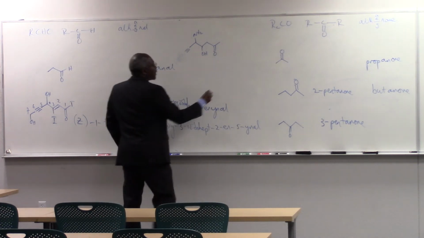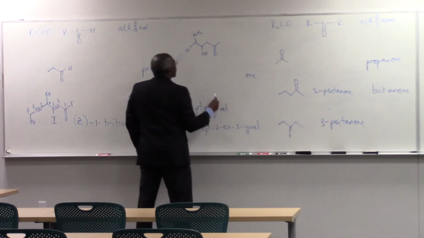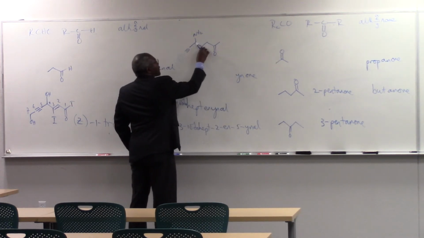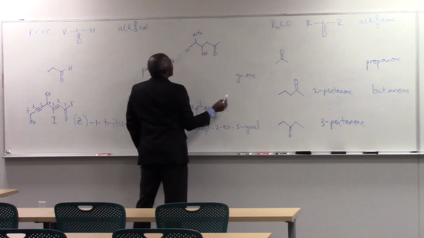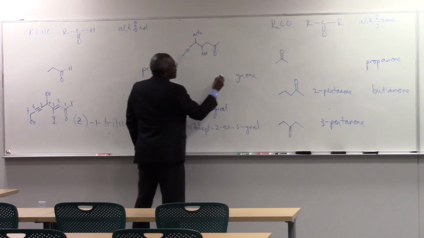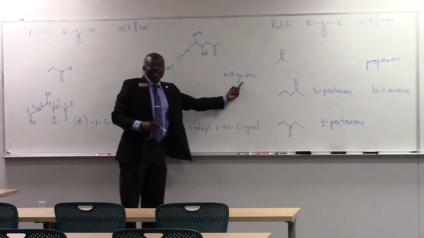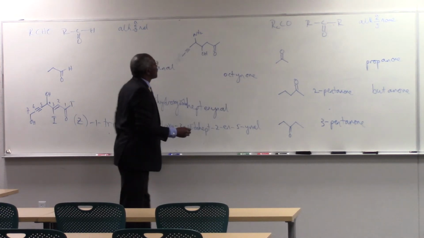Name that one. One, enone. 1, 2, 3, 4, 5, 6, 7, 8. So it's octenone. Y is sometimes a vowel, so we're good.